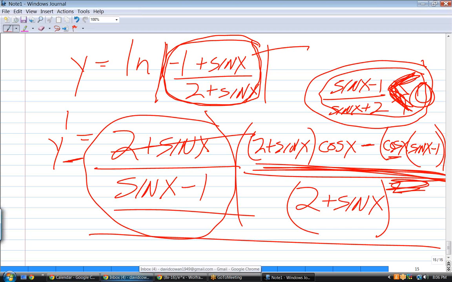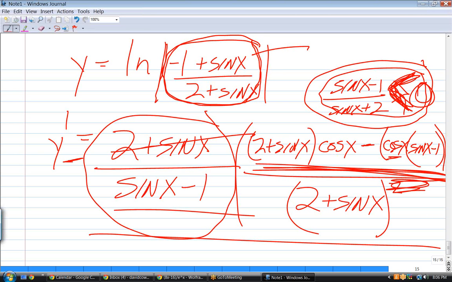Also in the denominator. It didn't go anywhere. And I don't see any way to get rid of that. There's a sine x minus 1 up here, but that whole thing is being subtracted from that, so I can't really get rid of the sine x minus 1. Alright, so that's the answer? Just leave it like that? Well, no, we didn't really simplify it.